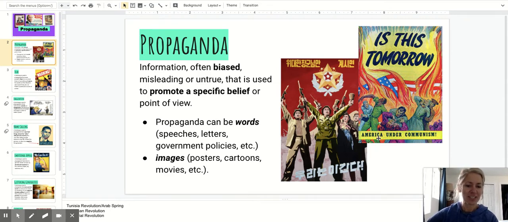And this one is America under communism. This is tomorrow. So this is definitely trying to convince you of a point of view like, we don't want communism. We'll go up in flames. It's burning the flag. This looks terrible. So that's a point of view being promoted in this piece of propaganda.